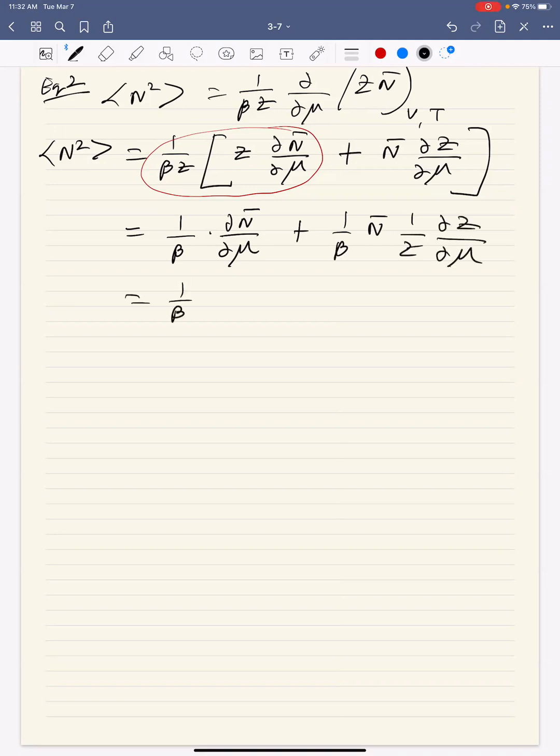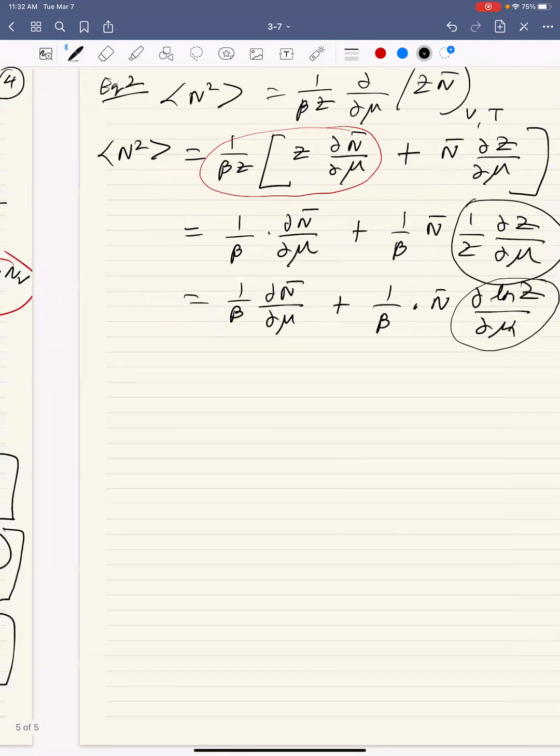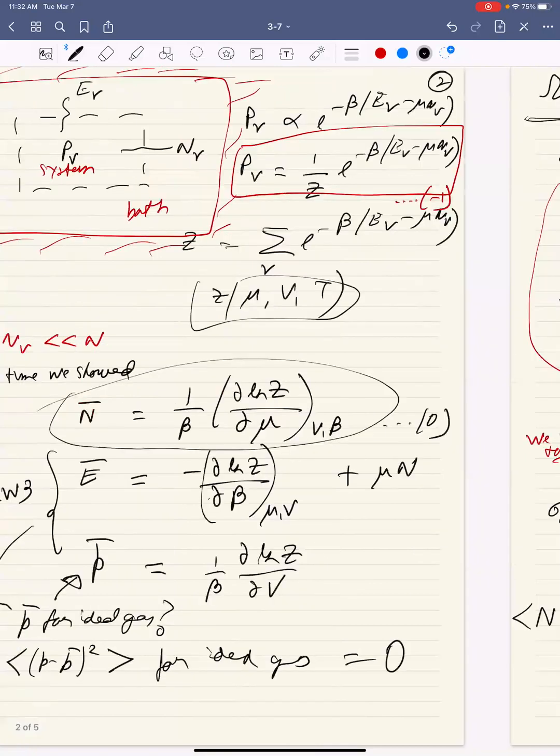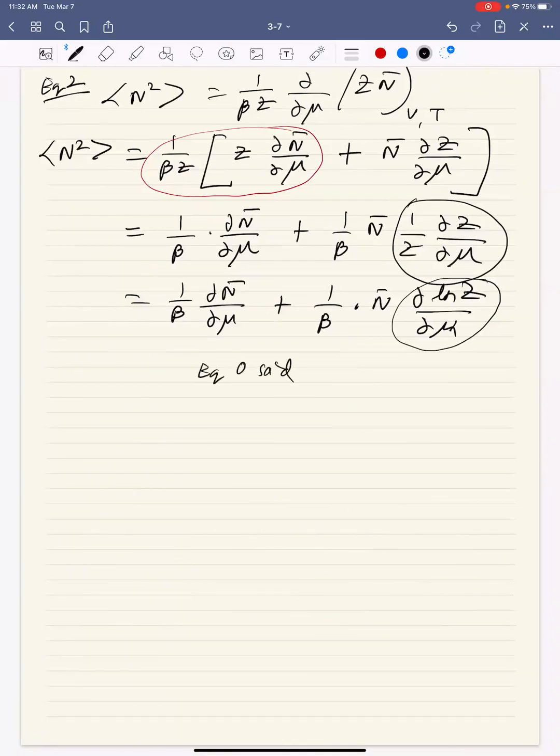Okay, stay with me. 1 over beta partial n bar by partial mu, plus 1 over beta n bar partial ln z by partial mu, right? Anytime we have 1 over x dx, we can say d of log of x, right? It's a product rule. So we have this thing. Okay, well, what is this thing? Remember the formula for n bar? Equation number 0 said n bar is equal to 1 over beta partial ln z by partial mu. So partial ln z by partial mu is equal to beta multiplied by n bar.